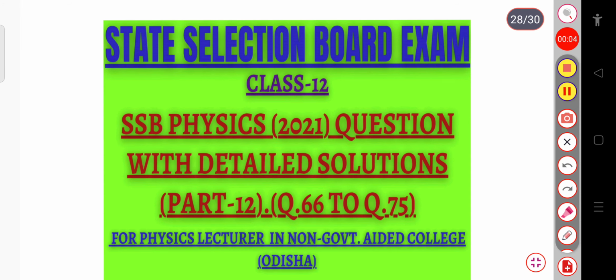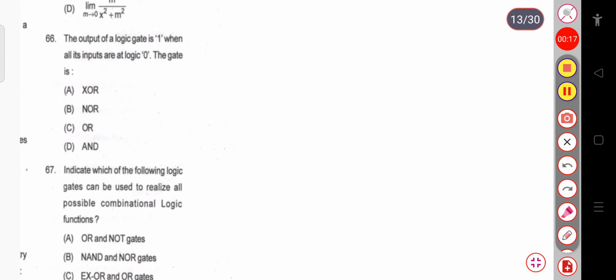In this part we will see the previous year questions of SSB Physics, that is the 2021 year. Here we will discuss question number 66 to question number 75. We have already discussed question number 1 to 65.